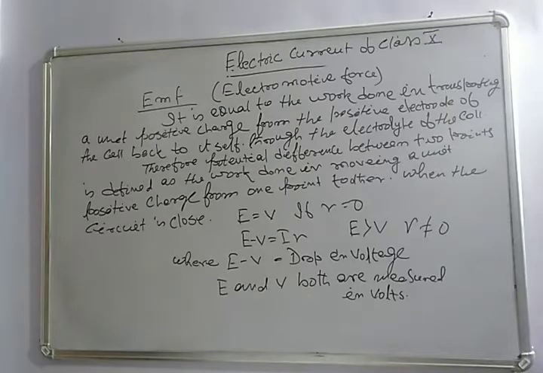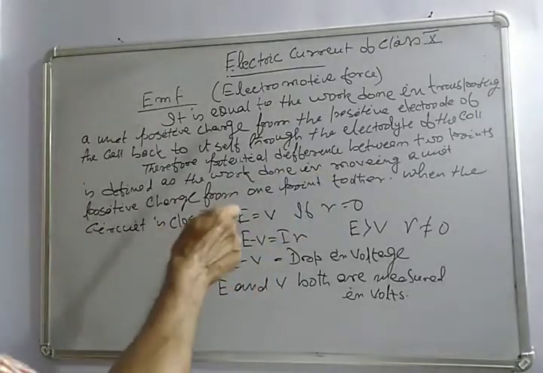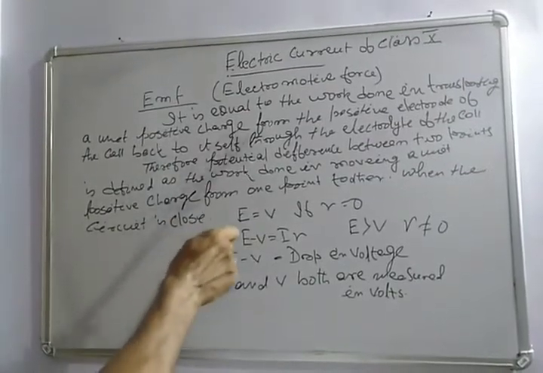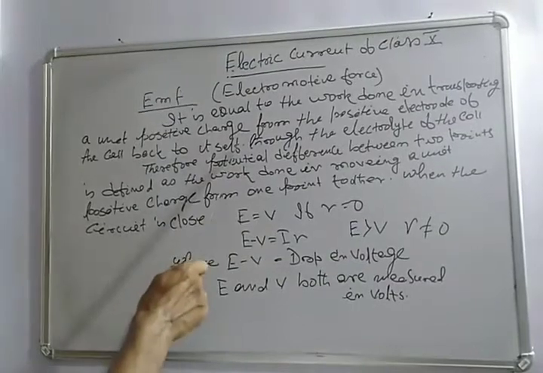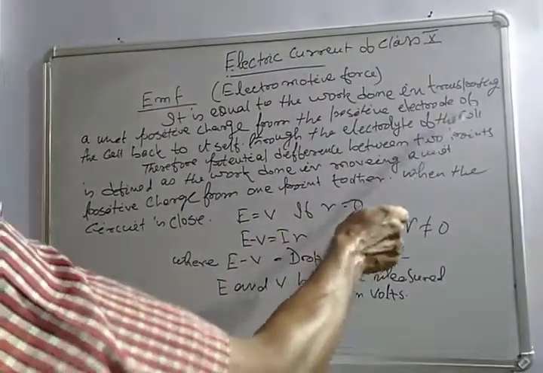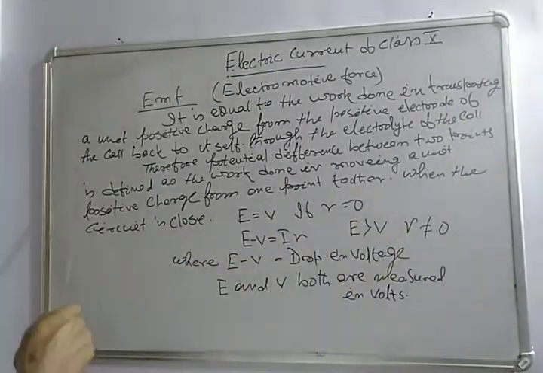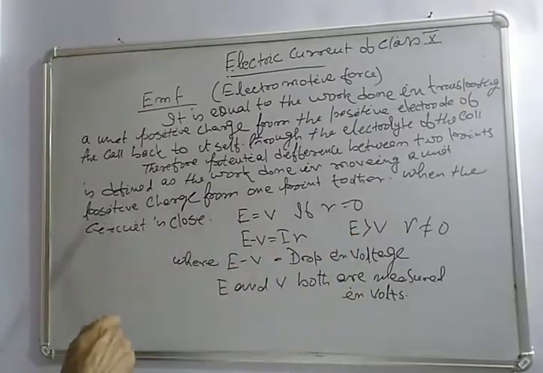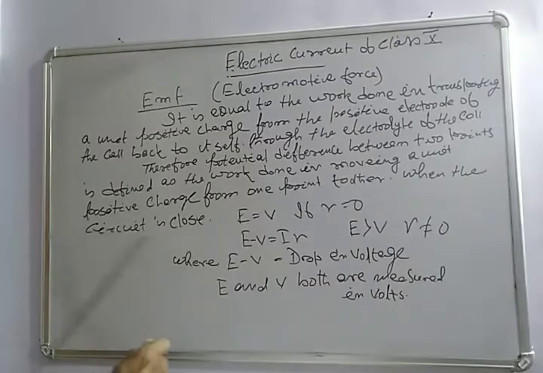What do you mean by EMF? The full form of EMF is electromotive force. It is equal to the work done in transporting a unit positive charge from the positive electrode of the cell back to itself through the electrolyte of the cell. Therefore, potential difference between two points is defined as the work done in moving a unit positive charge from one point to the other when the circuit is closed.